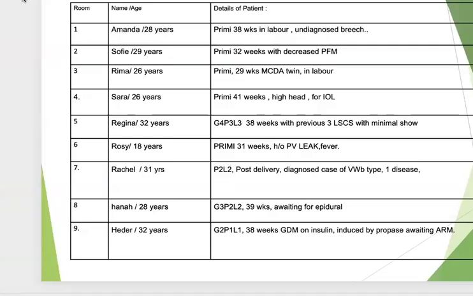Her observations are otherwise normal, but per abdomen she is contracting 3 to 4 in 10 minutes, and PV is 3 centimeters, and on CTG it is showing fetal tachycardia of 174 beats per minute. Okay, this is the urgent case here.